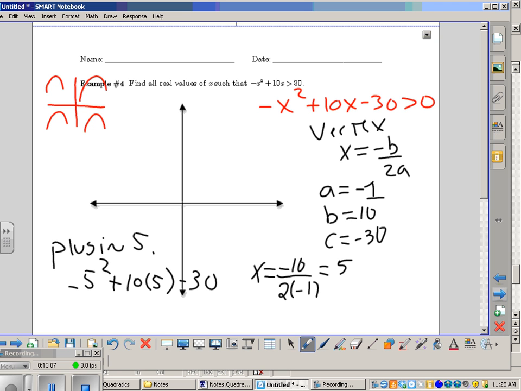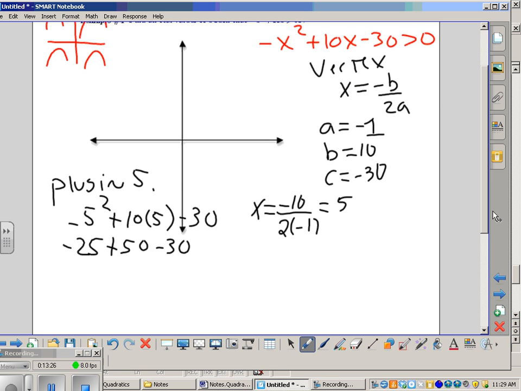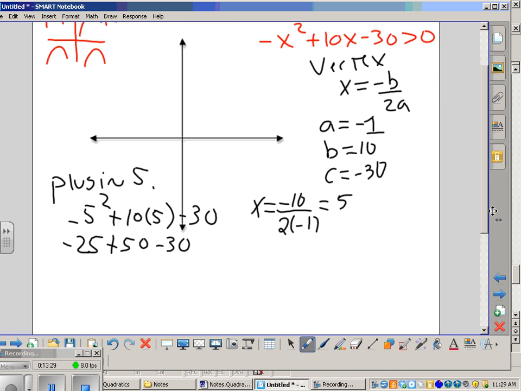Make sure you know that 5 squared times -1 is -25 and not +25. You have to follow the order of operations. Okay, so let's see what this becomes. So this is going to be 25 minus 30, so -5. It would appear that the vertex is 5, -5, and it opens down.